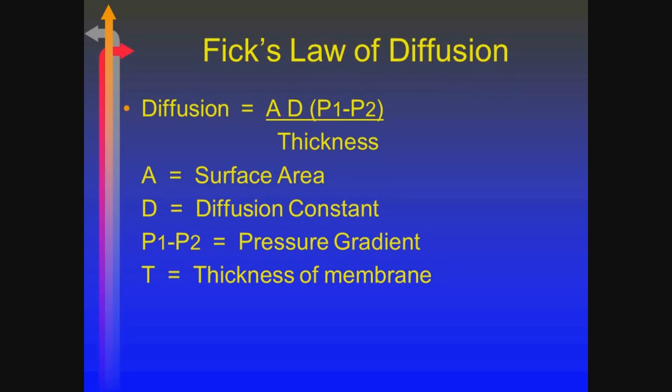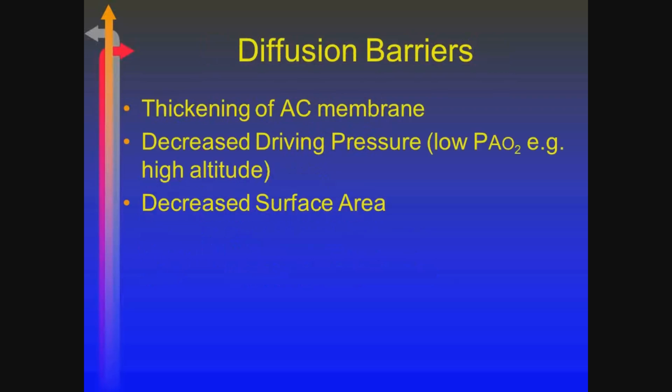Area in the sense that as I lose lung volume, I have a reduction in diffusing capacity. So emphysema patients have a reduced diffusion simply because they lost their surface area. Pulmonary edema patients have diffusion defects simply because of the thickness of the membrane.